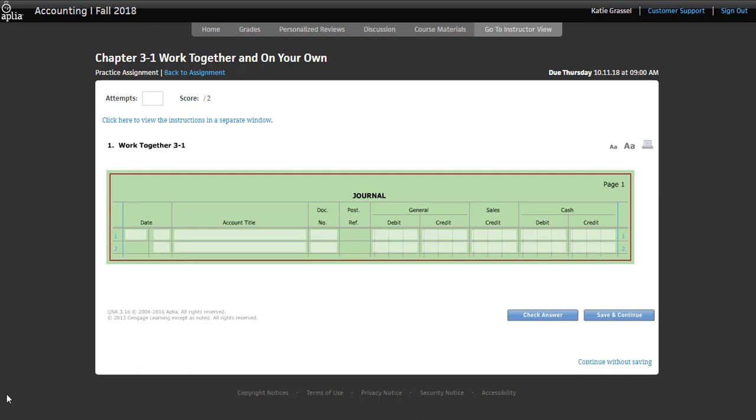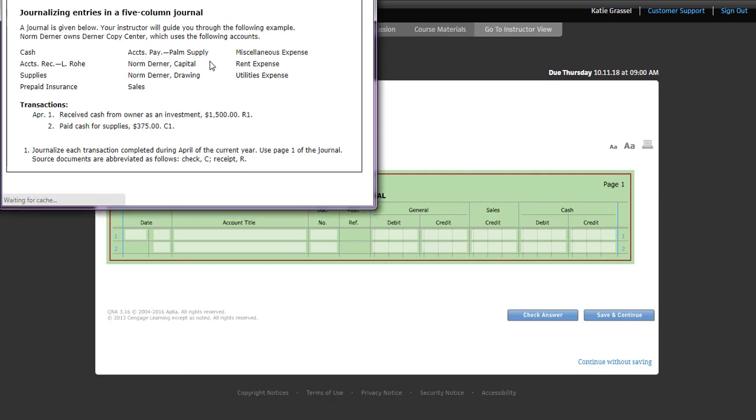So I wanted you to see and talk about all the columns before we try to put transactions in it, because putting transactions in it is much harder. So our directions read, our journal is given below. Your instructor will guide you through the following example. Norm Dermer owns Dermer Copy Center, which uses the following accounts, and they're all listed there. So we have transactions. April 1st, April 2nd, and then I'm going to read the directions.